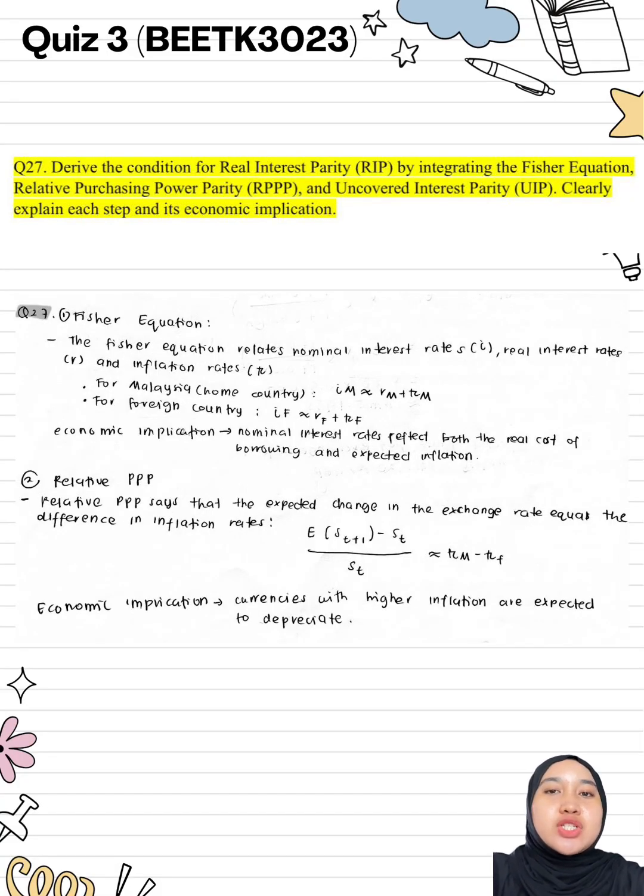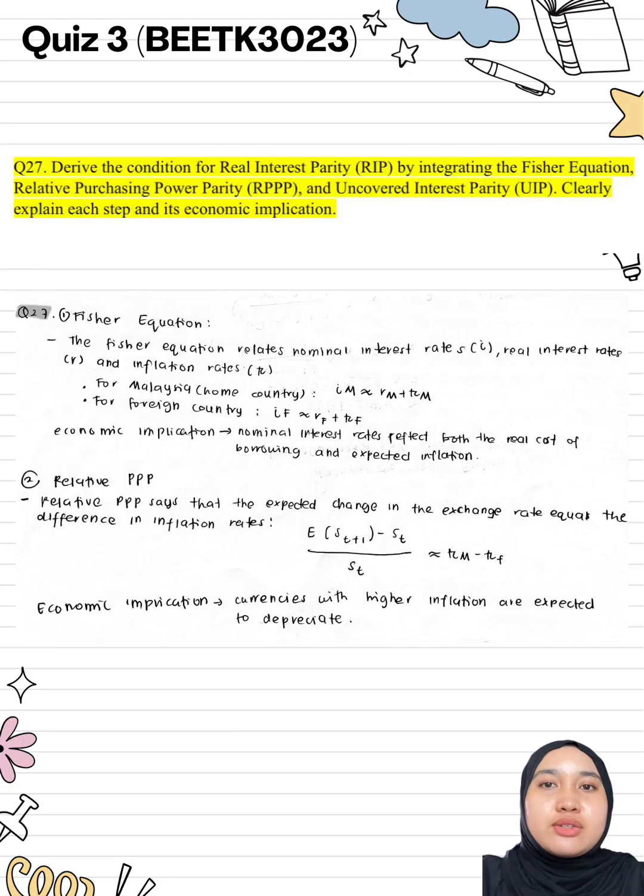We start with the Fisher equation, which connects the nominal interest rate with the real interest rate and expected inflation. For Malaysia, our home country, we say iM is approximately equal to rM plus πM. For the foreign country, for example, the United States, iF is approximately equal to rF plus πF. This means that the nominal interest rate includes both the real return and expected inflation.